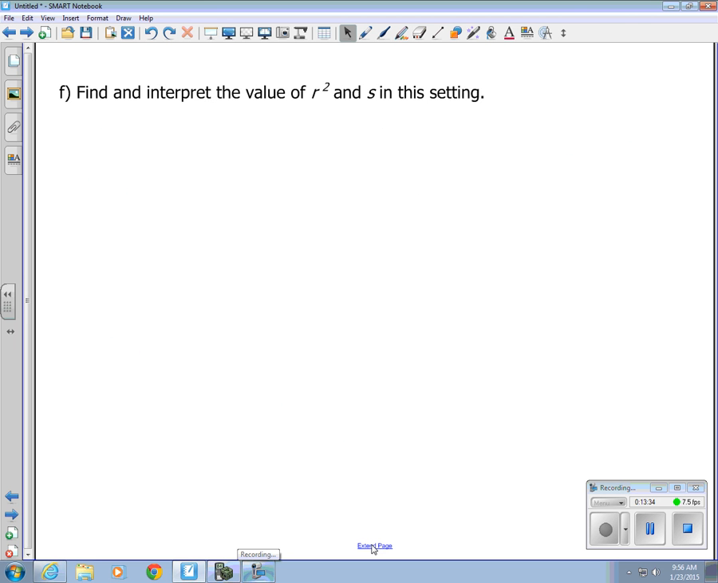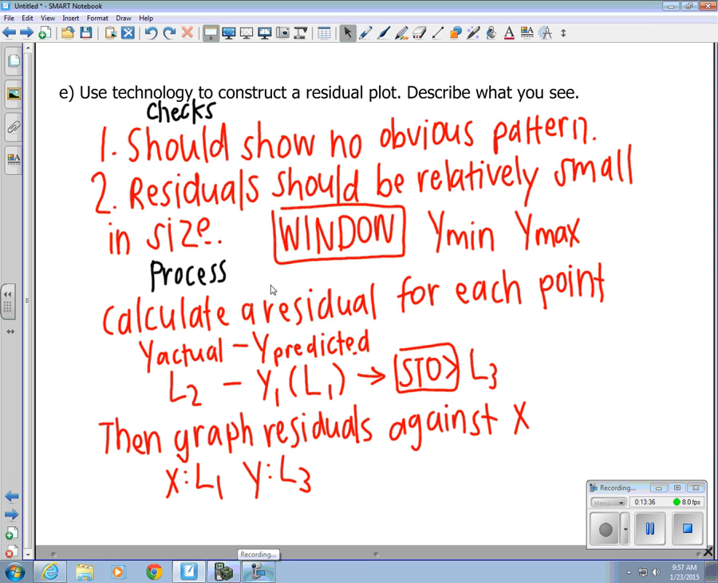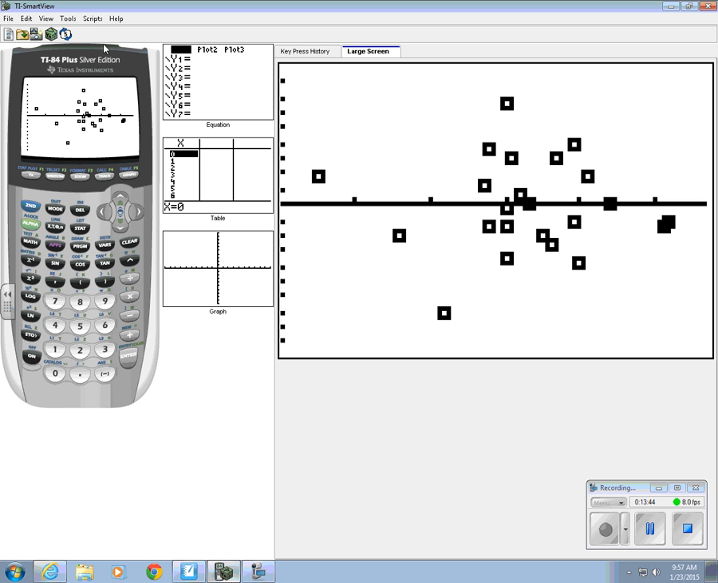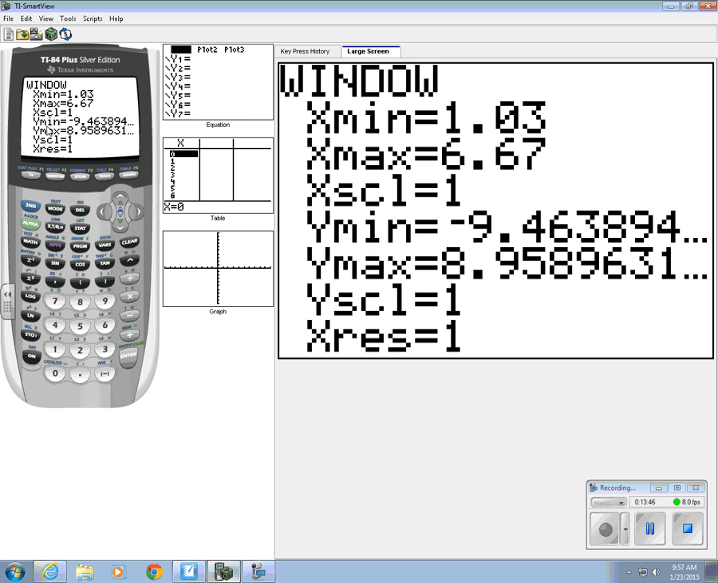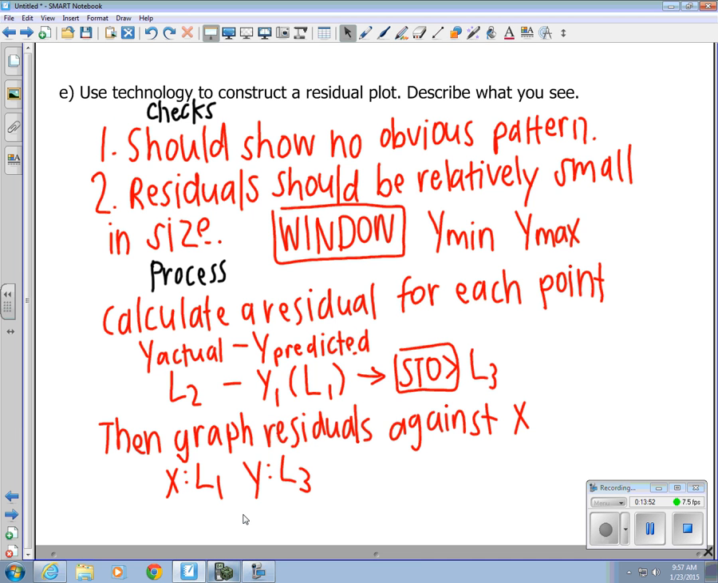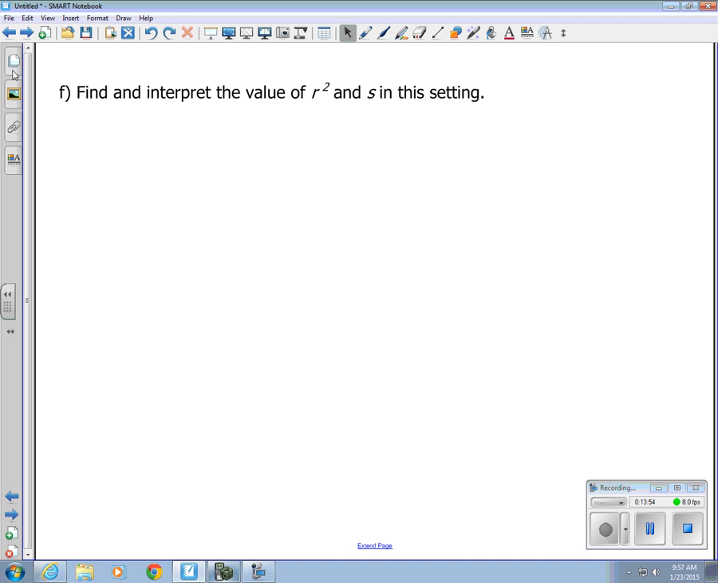So then describe what you see. Basically, it should show no obvious pattern. The residual plot shows no obvious pattern, and the residuals are relatively small in size. Again, you can go into window, and the y-min and y-max are smaller than 10, so they're relatively small. So the last part is to find and interpret the value of r squared and s in this setting. I'll give you a second, and then you can come back and see if you were correct.